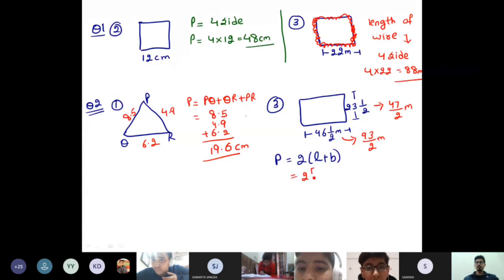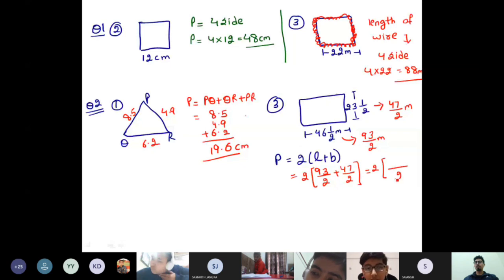The length is 93 by 2 plus 47 by 2. The denominator 2 stays as it is. Taking the LCM, which is 2, we just add the numbers. It will be 140 by 2. If I cancel them out, the answer will be 140 meter.